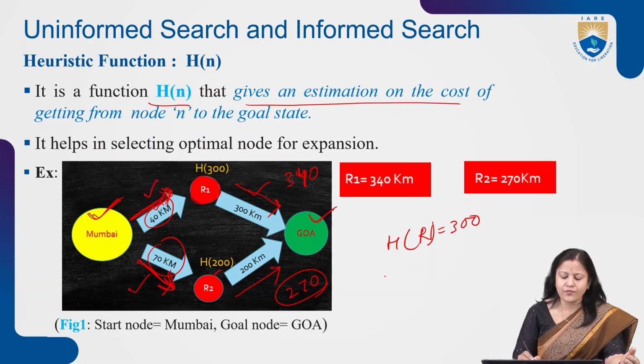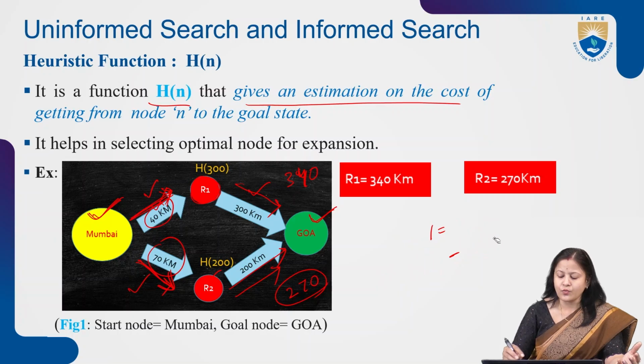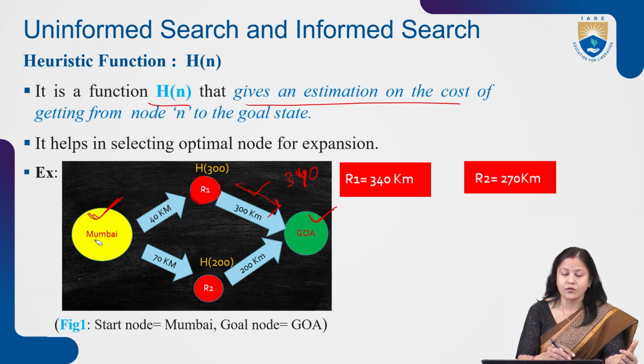And same thing here for R2, h of R2 is given as 200. So that means the straight distance from R2 to the Goa location is 200. So this is one example of how to check which route the agent has to move on based upon the heuristic value. Now I will explain how to check whether that heuristic value is admissible or not.